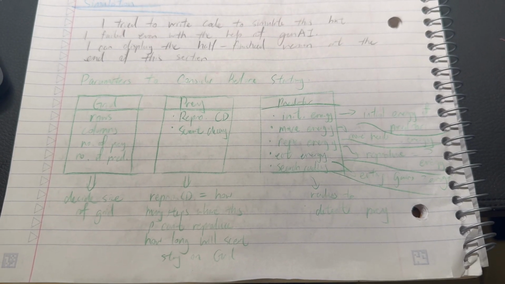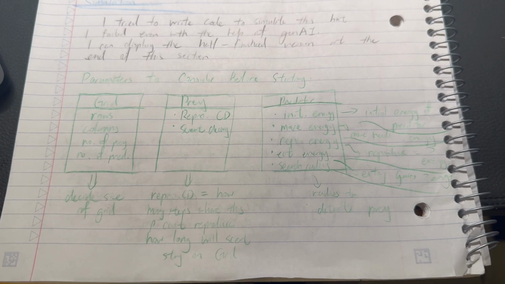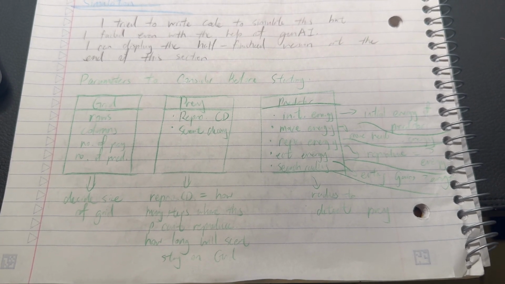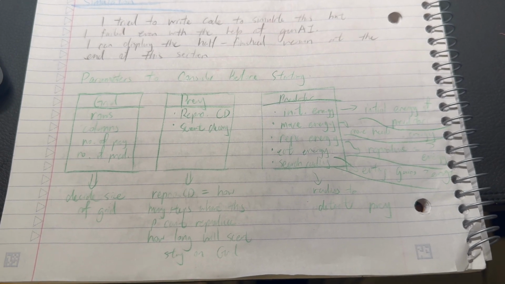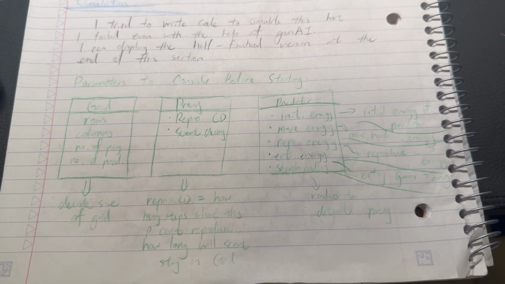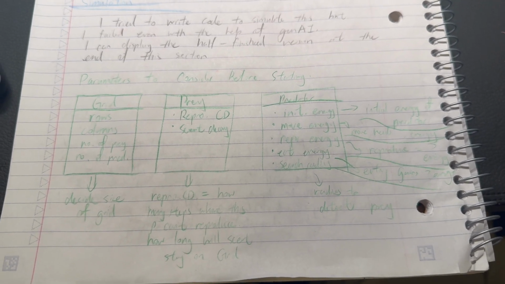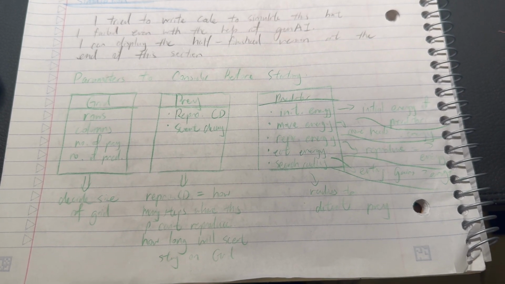Hi, so now I'm gonna talk about how to set up the simulation. Here you can see the grid has these parameters: rows, columns, number of preys, and number of predators. The rows and columns can be predetermined by you, the user. For example, I'm using 5 times 5 here.